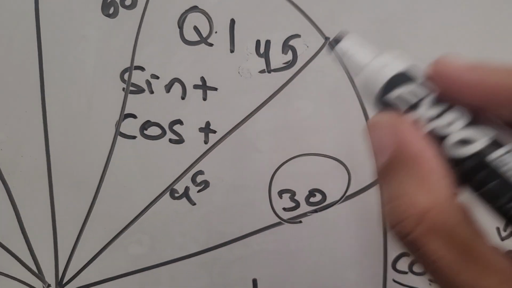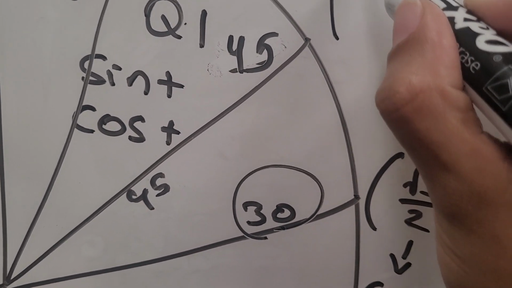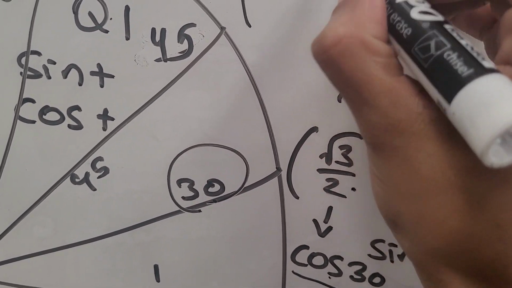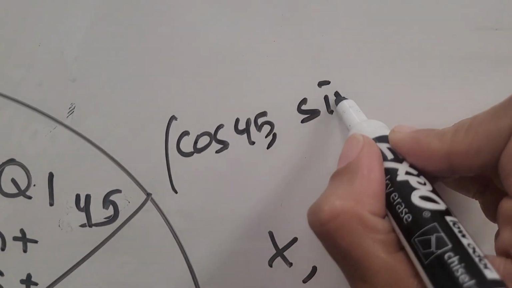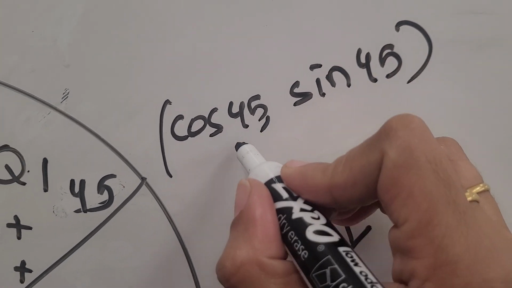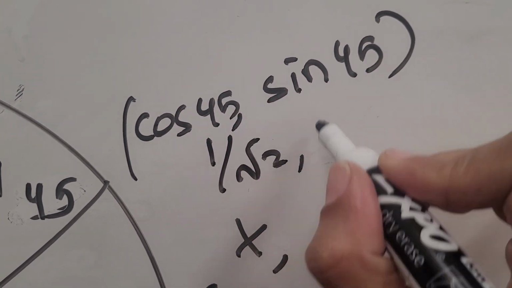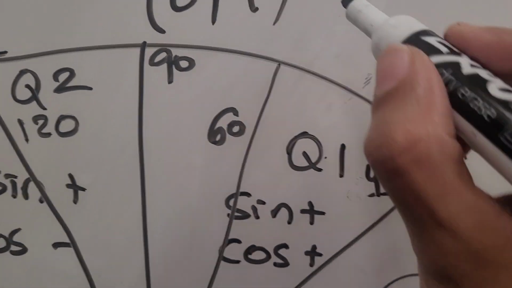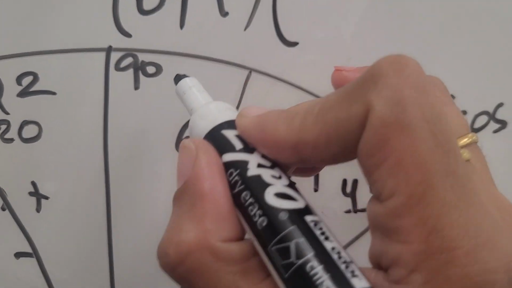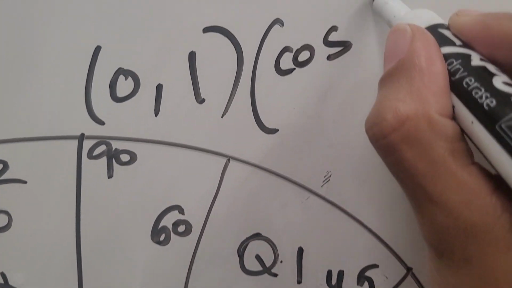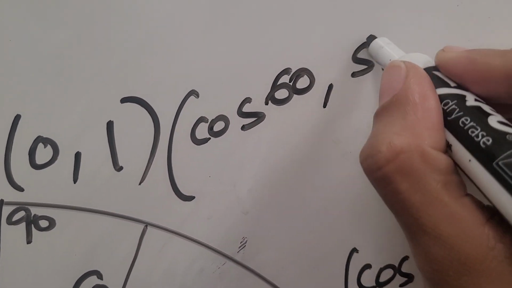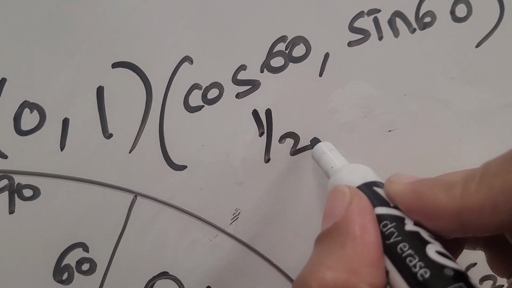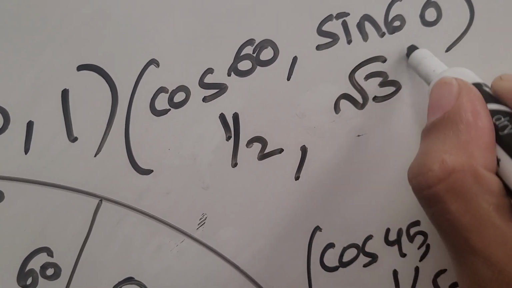And for 45 degrees, again for the x value it would be cos 45 and for y sine 45. So the values here are 1 by root 2 and 1 by root 2. Okay, and here for 60, the x comma y coordinates are cos 60 and sine 60. So the values are, for cos it is 1 by 2, and for sine 60 it is root 3 by 2.